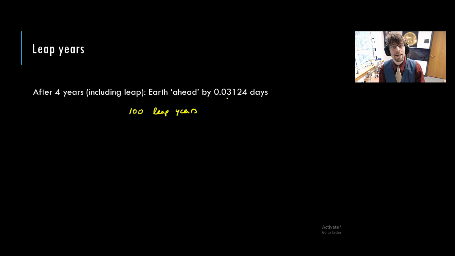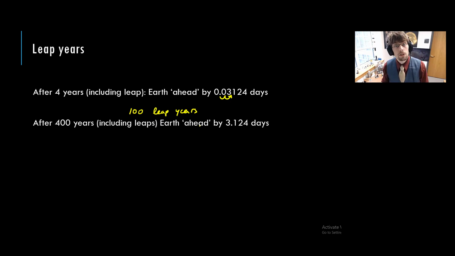Yeah, you say, oh, I got this, Greg. For every leap year, we're ahead by 3/100ths. So after 100 leap years, we just move the decimal point over 2. Yes, indeed. And 100 leap years corresponds to 400 years. So after 400 years, including leap years, the Earth is too far ahead in its orbit by about 3 days. And that creates some really interesting problems.